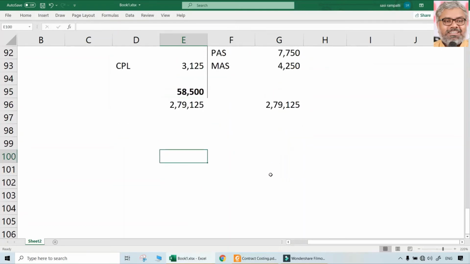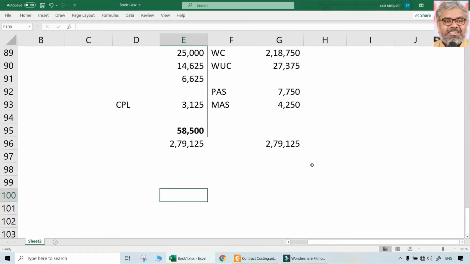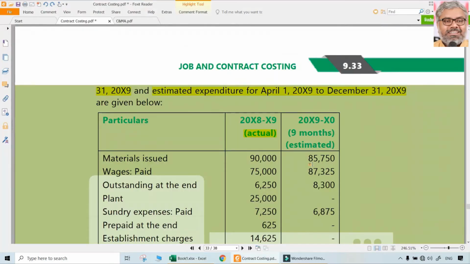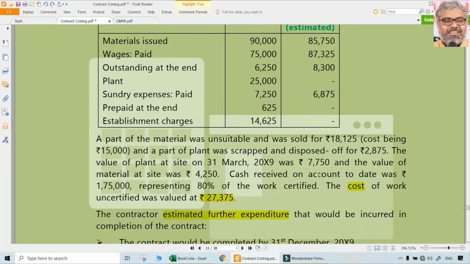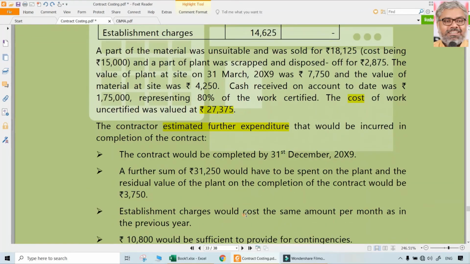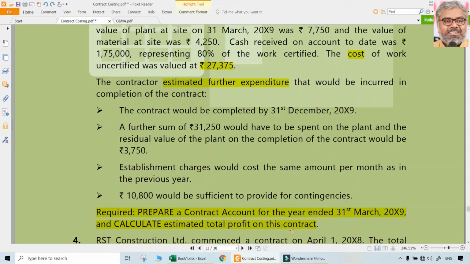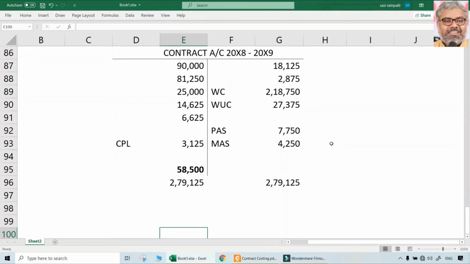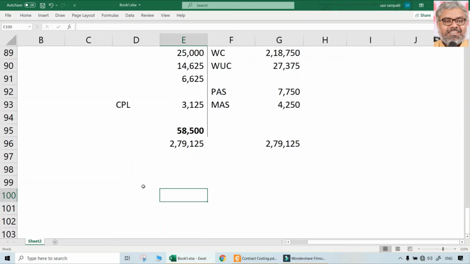We can prepare a statement for that. We don't need a separate account and all for that. So what is the estimated profit? It is the total profit that can be estimated on this entire contract. It is not related to only one year or period. It is from the entire contract, how much profit can be generated. For that, we can prepare a statement showing computation of estimated profit.